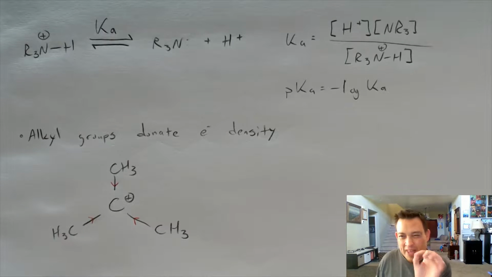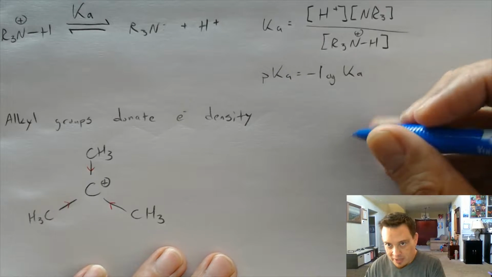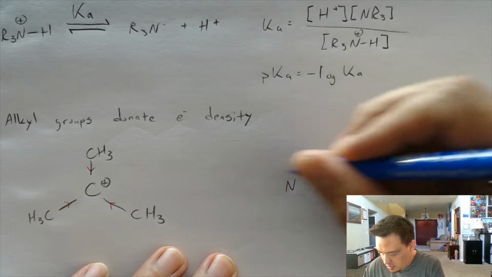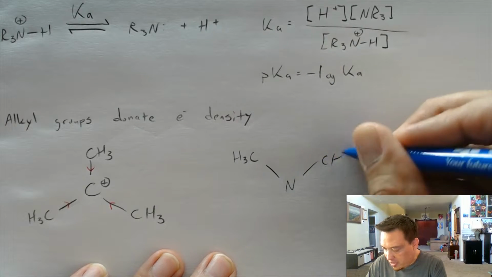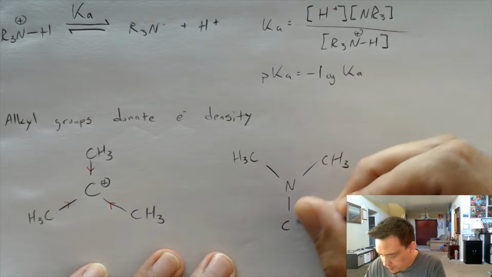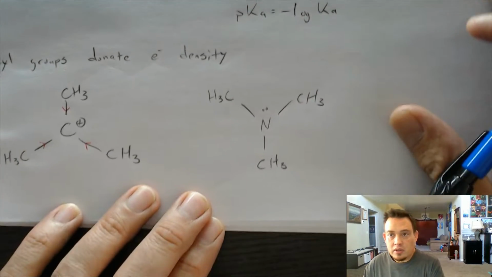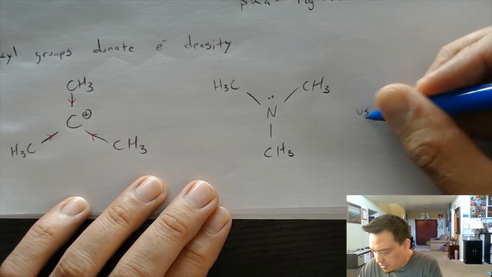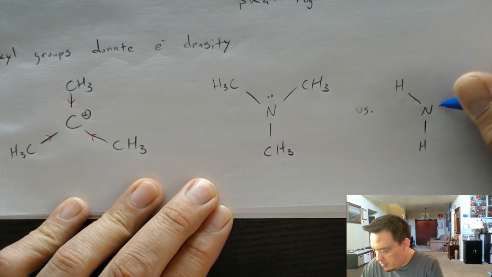So with that in mind, what do you guys expect to be the effect of alkyl groups on the basicity of amines? So here I'm going to draw an amine now. Instead of a carbocation, I'm drawing an amine, like that. And the other one I want to draw here is just with one methyl group on there.